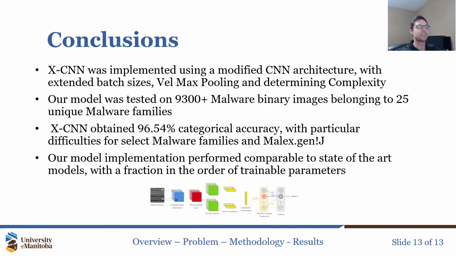We show that the complexity convolutional network could be integrated into a modified CNN architecture, and we implemented several extensions on that with extended batch sizes, deparallelized max pooling, and determining complexity within the feed-forward network. Our model was tested on 9,300 malicious binaries belonging to 25 families, and we were able to perform at 96% plus categorical accuracy. Worthy to note are particular difficulties for select malware families, in particular the Malex family. Our model implementation performed comparably to state-of-the-art models, and at the same time it had only a fraction of the order of trainable parameters.